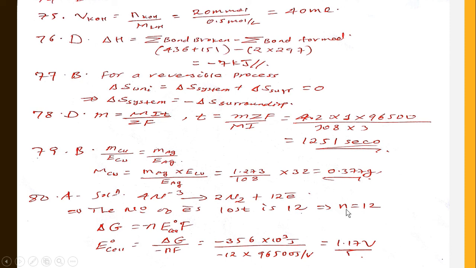ያ ማለት የn ዋጋ ነው። ዴልታ g ማለት ደግሞ negative n E naught F ነው። ዴልታ g is equal to negative n E naught cell F ነው። E naught cell ማለት ደግሞ ዴልታ g over negative n F ነው። F የፋራዳይስ ኮንስታንት ነው፣ 96500 ነው። n-ንም አግኝተናል፣ 12 ኤሌክትሮን ነው። ዴልታ gም ተሰጥቶናል። ስለዚህ E naught ስንት ነው የሚሆነው?